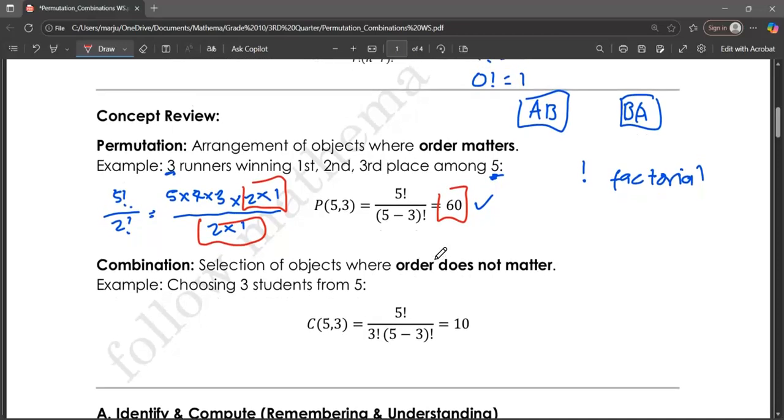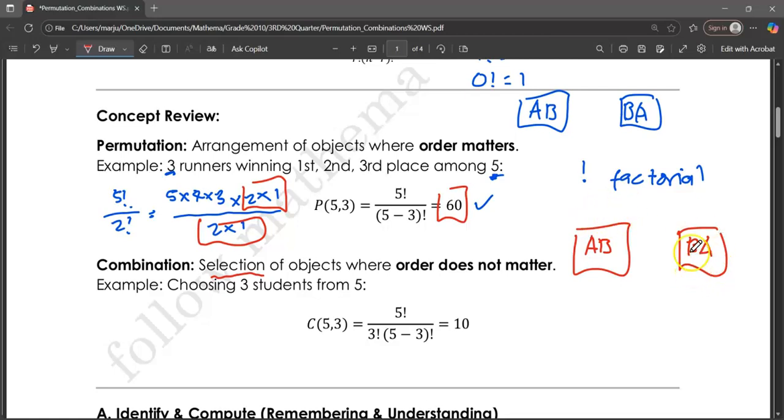Combination. When we talk about combination, we are talking about selection. We are not talking about arrangement because that is permutation. What do I mean by that? Selection, order does not matter. For example, if I am going to group letters A and B, this group and this group are actually the same, right?